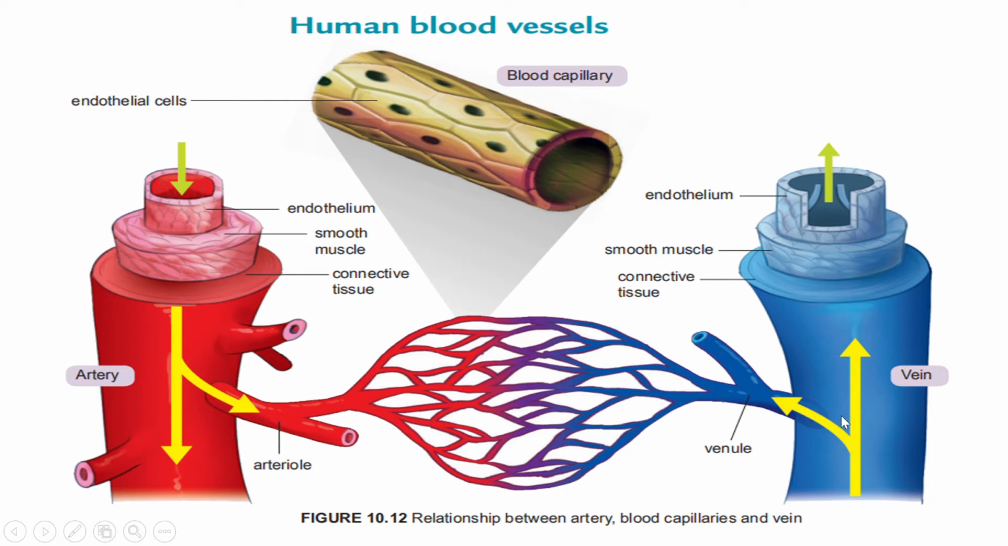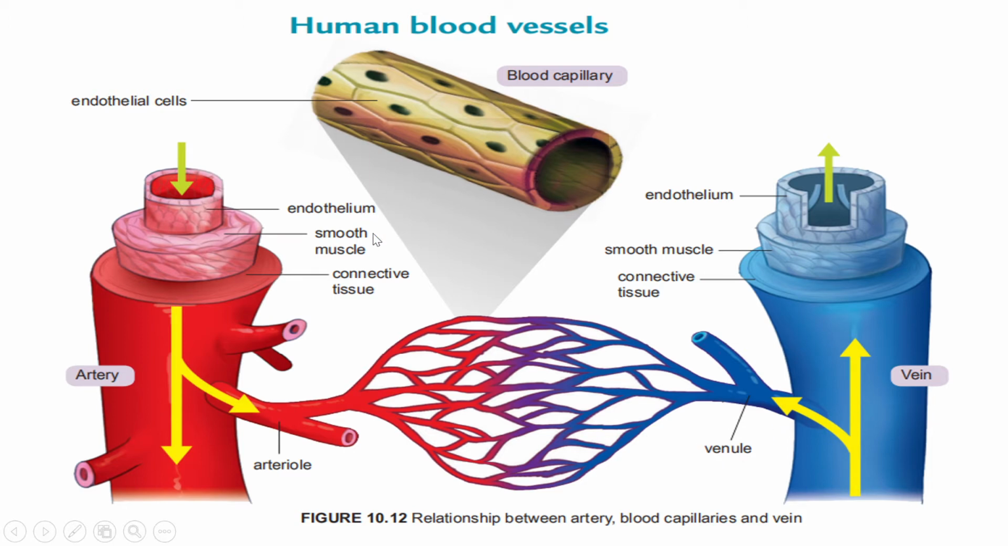Alright, and then it's returning back to the vein, and we say the vein is now carrying deoxygenated blood back to the heart. And this arrow shows that the blood is flowing from the heart, from the aorta and into the smaller arteries and into the branches, we call it as the arteriole. And here the branching of the vein, we call it as the venule.